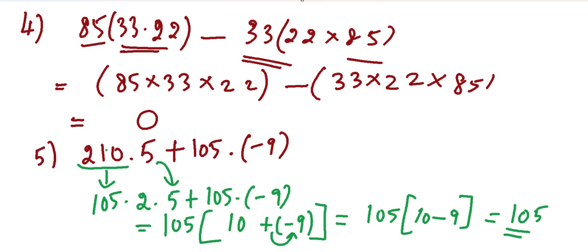Okay, so here I have taken 210 and 210 is expanded as 105 and 2. Then I have taken 105 outside. So inside the bracket you get 10 plus of minus 9. So 10 minus 9, which is 1. You can see that again we are using the distributive property here, which makes the process even simpler.